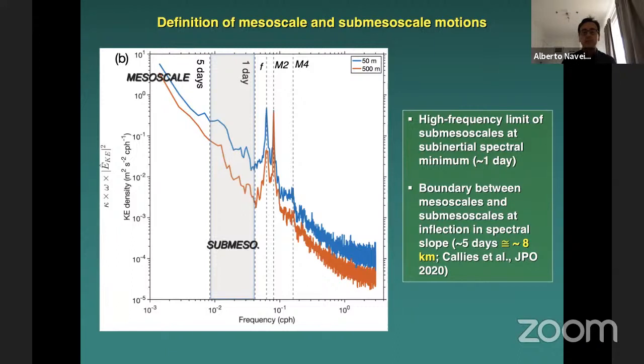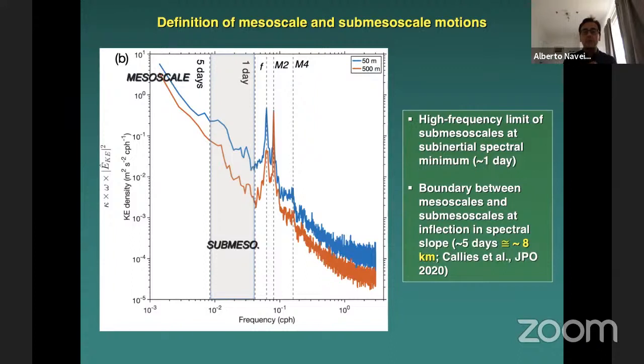The feature that I'd like to draw your attention to is that there is a subinertial spectral minimum at a period of about a day. And there's also an inflection in the slope of the spectrum at a period of about 5 days. So the range of 1 day to 5 day periods is what we're going to consider to be the submesoscale, and periods longer than 5 days, so frequencies to the left of that gray shaded region, are going to be the mesoscale. But the calculations that we do here are fairly insensitive to moderate changes in this definition.